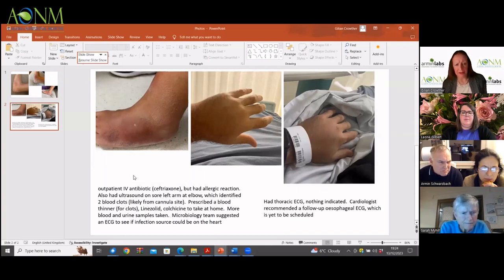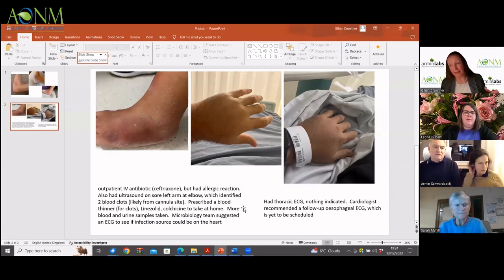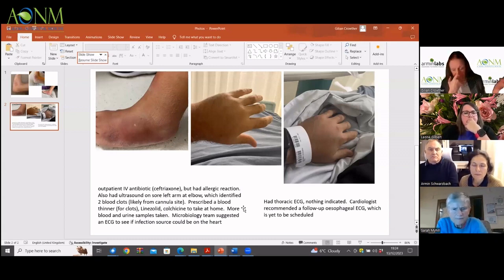Prescribed blood thinners, of course. Colchicine, interestingly. He's had extremely high ESR, C-reactive protein of very, very high levels as well. And his ferritin is very high as well, over 600. So thoracic ECG, nothing indicated.